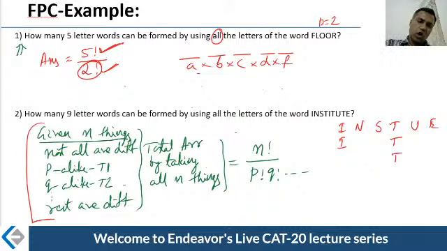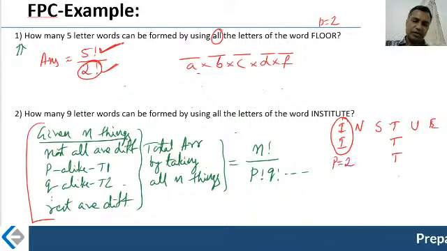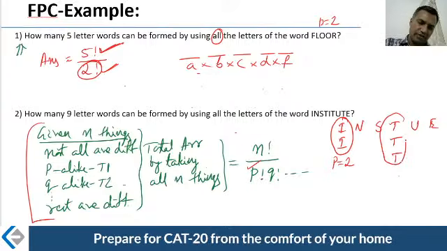There are 9 letters. Out of the 9 letters, I is coming 2 times. That is what you mean by P factorial, which means I is coming 2 times. What about T? T is coming 3 times. That is what I called Q. T is coming 3 times.